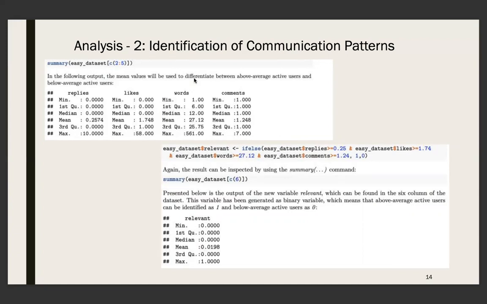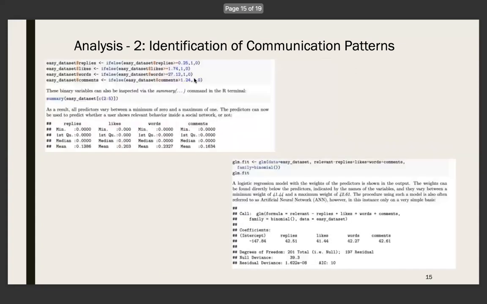So above average and below average active users are identified using the summary command. Now the mean values can be implemented in the if else command in the R terminal in order to create a new variable known as relevant. Presented below is the output of the new variable relevant, which can be found in the sixth column of the dataset. The variable has been generated as a binary variable, which means above average users will be identified as 1, below average active users are identified as 0.